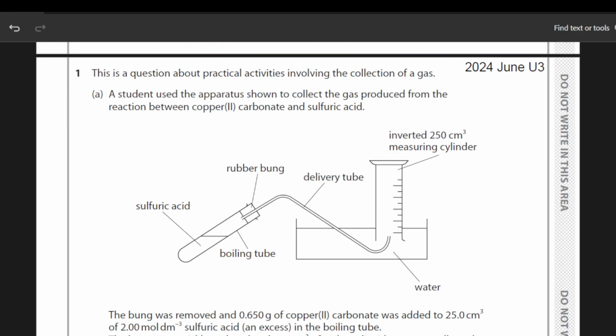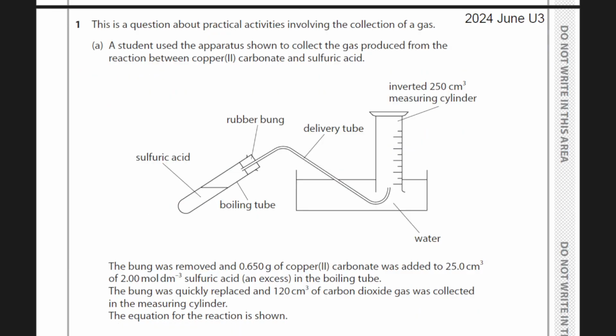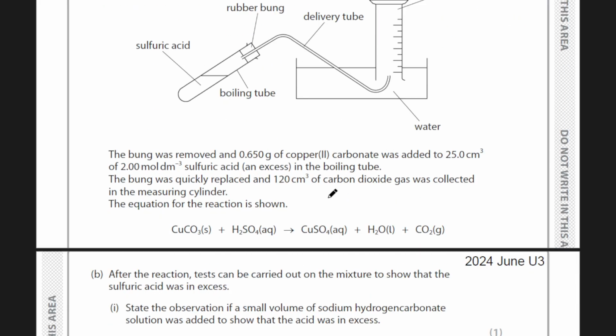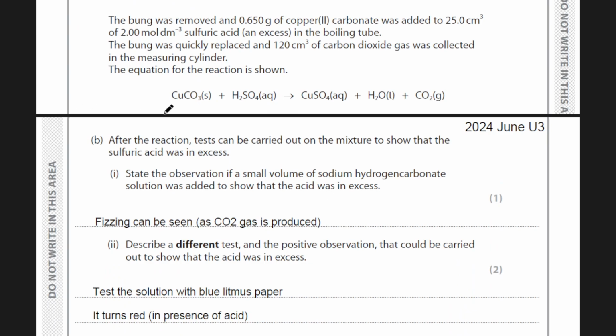Alright, moving on, the next question is about practical activities involving the collection of gases. We can clearly see it there. First of all, the bung was removed and 0.650 gram of copper carbonate was added, and this is the whole process. You can see the whole diagram here, and that's the equation of the reaction provided: CuCO3 plus H2SO4 gives copper sulfate, water and carbon dioxide.